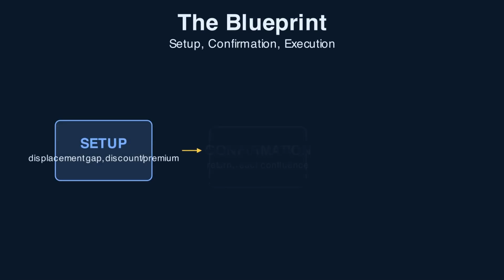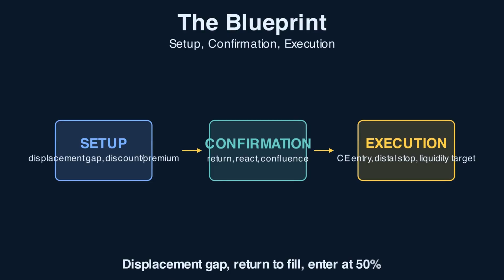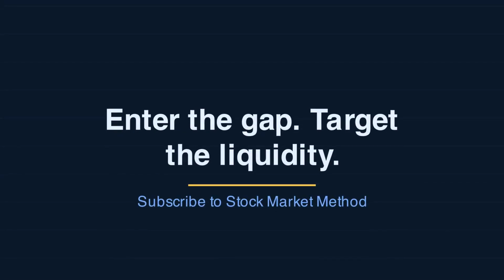Let's compress the blueprint. Setup, a displacement-driven gap aligned with a higher time frame draw, sitting in discount for longs or premium for shorts. Confirmation, price returns to rebalance the gap, reacts at the CE, and stacks confluence, kill zone, bias, dealing range. Execution, you enter at the CE, your stop rides just past the distal edge, and you target the liquidity price was always reaching for. Displacement leaves a gap, price returns to fill it, you enter at the 50% and you get paid to the liquidity. That's the fair value gap, from raw pattern to precise institutional entry.